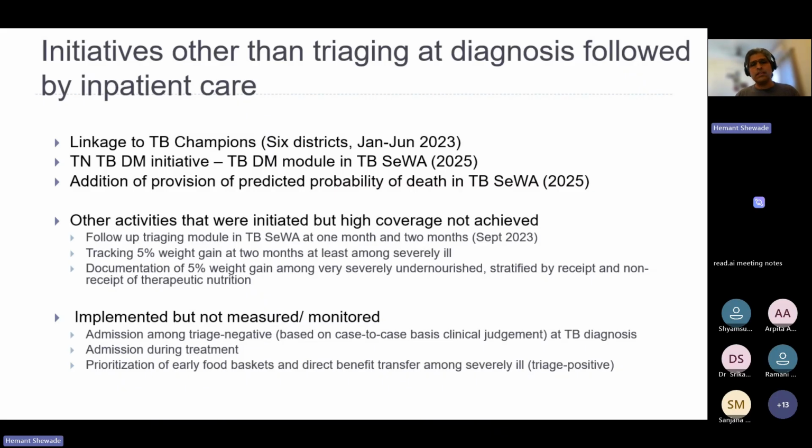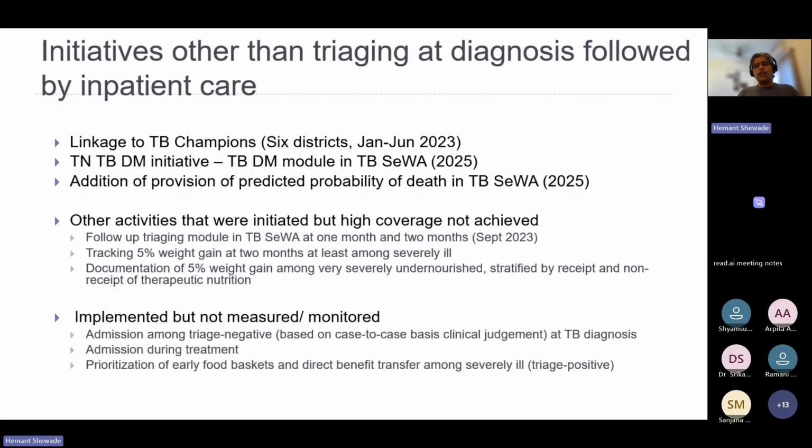Under the TN-TBDM initiative from 2025, we added a severe diabetes component. That is, a TBDM module was added in TB Seva in addition to the existing TN-KET module, where if a person has TB and diabetes, and if their fasting blood glucose is more than 250 at diagnosis or at 2 months, they would be prioritized for insulin. If required, they would also be provided inpatient care.